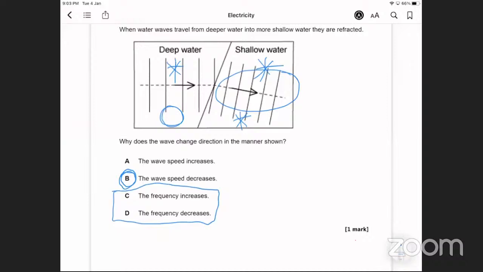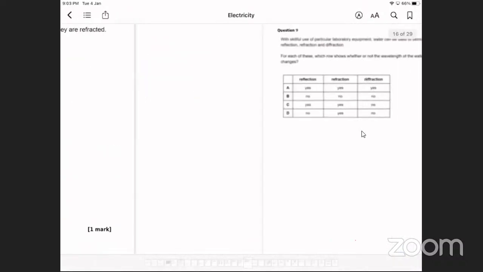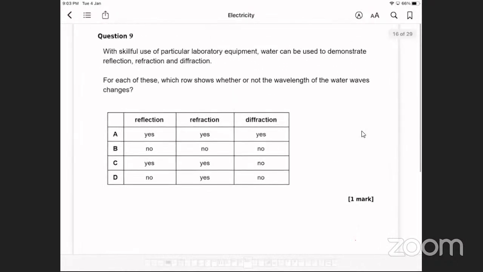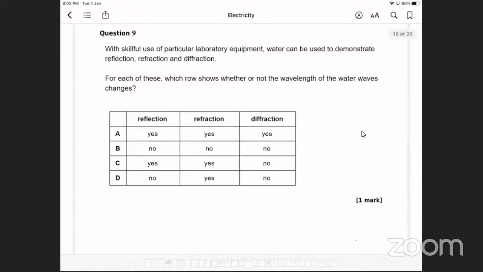Yes, sir. So your answer should be B for that one. All right, question 9. With skillful use of particular laboratory equipment, water can be used to demonstrate reflection, refraction, and diffraction. For each of these, which row shows whether or not the wavelength of the water waves changes?